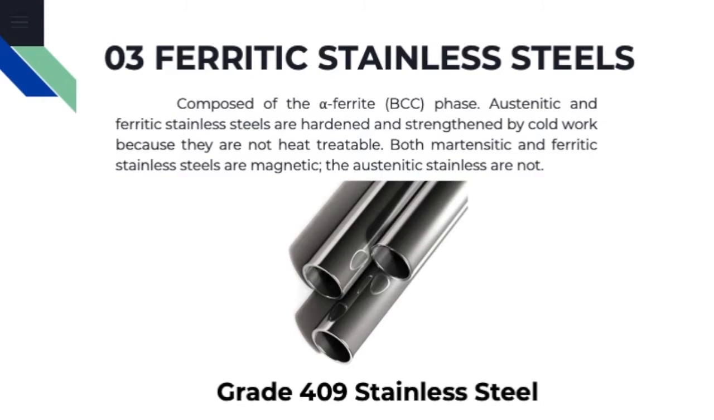A type of the ferritic stainless steel is the grade 409, which is a titanium stabilized ferritic stainless steel. Nakaka-form siya ng light protective rust layers sa exhaust gas atmospheres. Madali din siya i-weld and suitable din for high temperatures. This grade has the lowest chromium content of all stainless steels and thus is the least expensive.